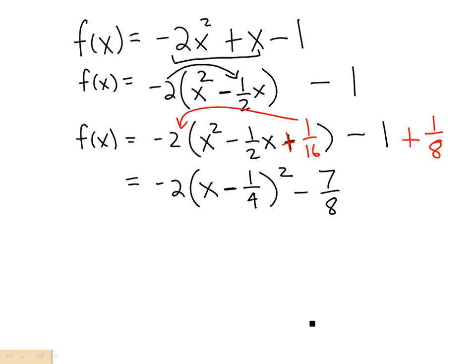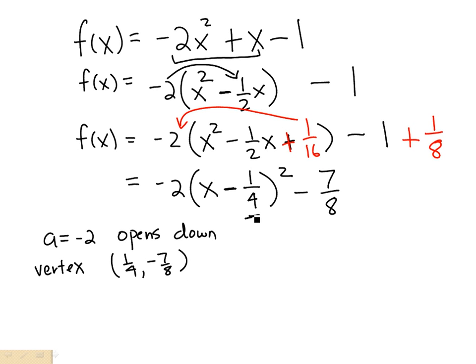Now what is our A? Our A is negative 2, so we know that our parabola opens down. Our vertex is HK. We're going to do the opposite, and we're going to keep. Opposite, keep. H and K. Next, let's find our axis of symmetry. It's always x equals something. So x equals 1/4 here, since 1/4 is h.